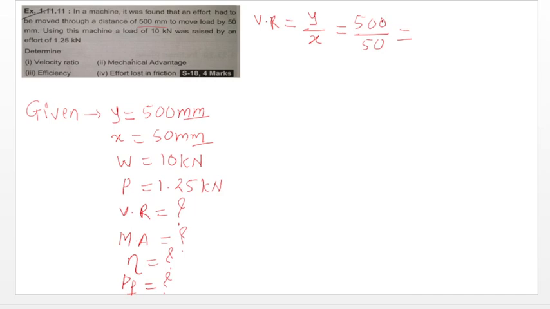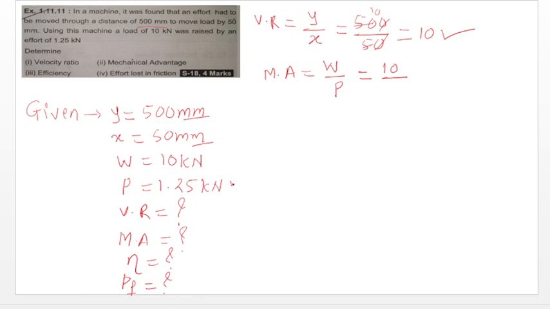Now if I take the ratio I will get the answer as obviously the 0s get cancelled, 5 take the 50, that is answer is 10, means velocity ratio is 10. Now second thing, we need to find out mechanical advantage. For the mechanical advantage also we have the formula, that is load to be lifted divided by effort applied to lift the load. Then load is given, yes, 10 kilonewton given.